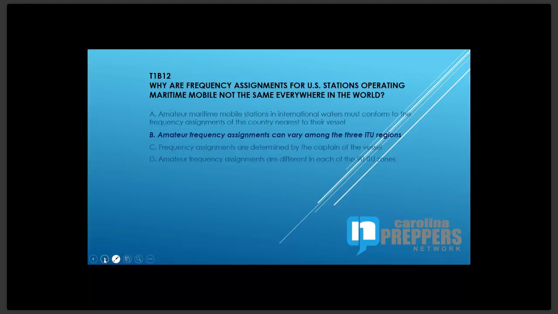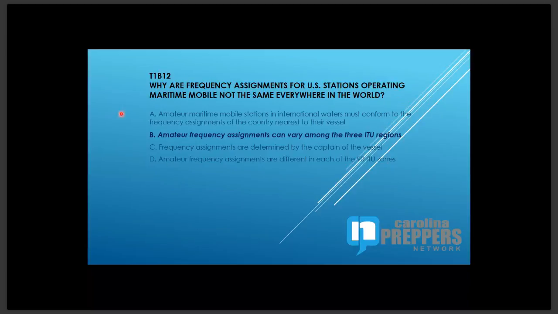Why are frequency assignments... I think I got about two more questions, and then I think I get up to 14, and then we'll cut it from here. And Dan, thank you so much.